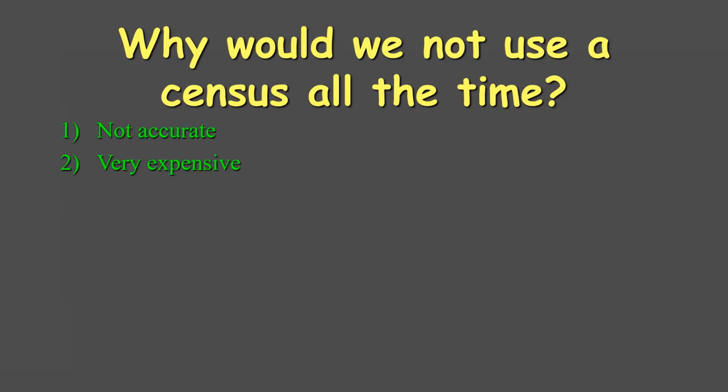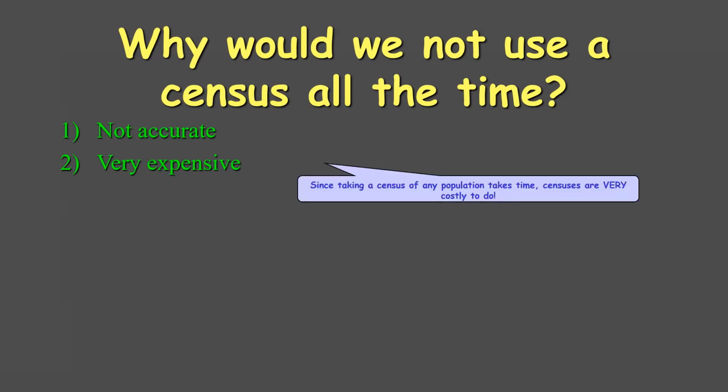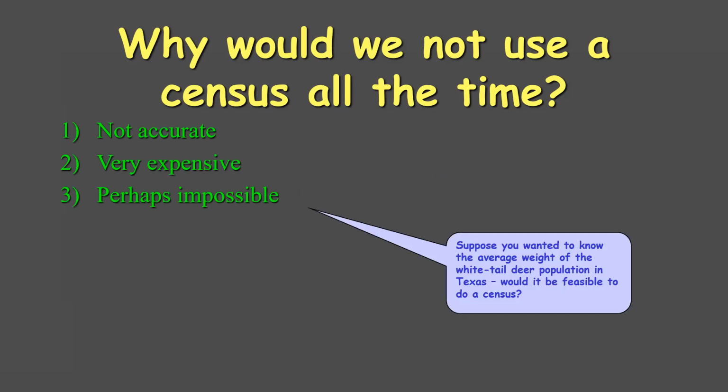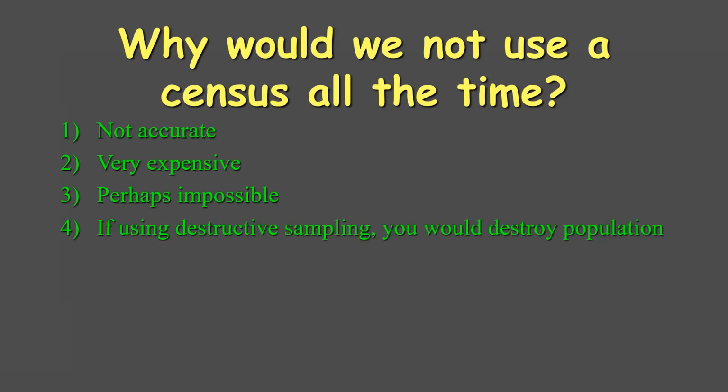It's very expensive. You have to think about mailing something out to every single person. You have to think about paying the statisticians in order to collect the data, analyze the data. And perhaps it's impossible. Do we really think we're going to get information on every single person in the US? Probably not. And even more difficult is, what if we're wanting to do it with animals? If we want to find the average weight of the white-tailed deer population, how are you going to run around and find all those deer? It's going to be impossible.